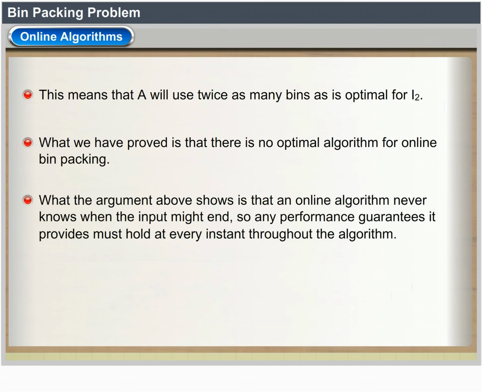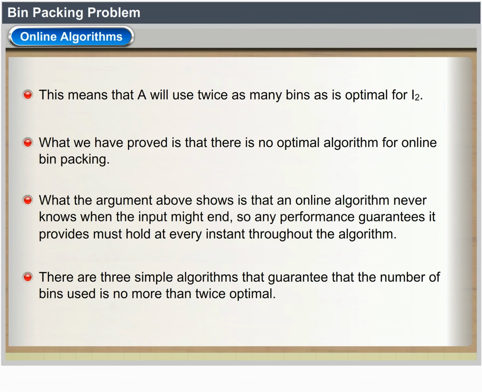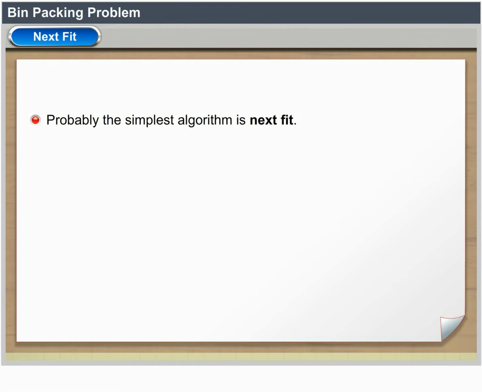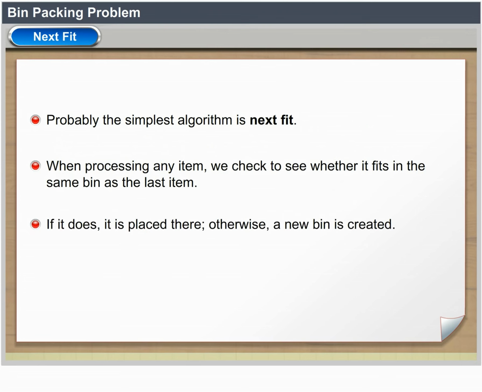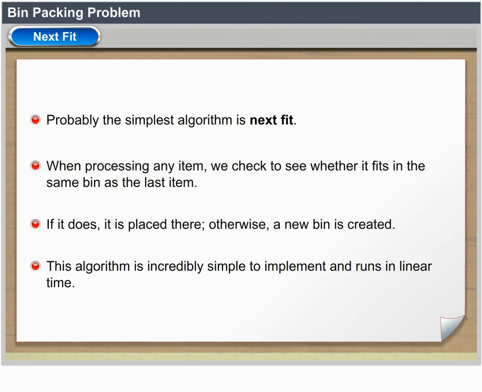What the argument above shows is that an online algorithm never knows when the input might end. So, any performance guarantees it provides must hold at every instant throughout the algorithm. There are 3 simple algorithms that guarantee that the number of bins used is no more than twice optimal. Next fit. Probably the simplest algorithm is next fit. When processing any item, we check to see whether it fits in the same bin as the last item. If it does, it is placed there. Otherwise, a new bin is created. This algorithm is incredibly simple to implement and runs in linear time.